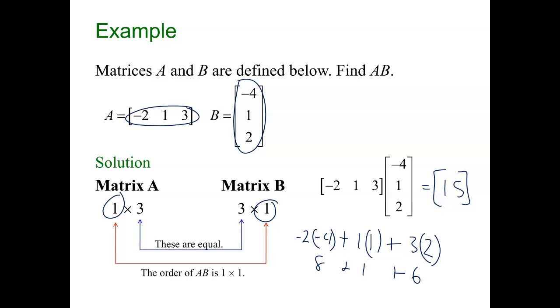That was A times B. Now, I'm going to take the same 2 matrices, and I'm going to multiply them in a different order.